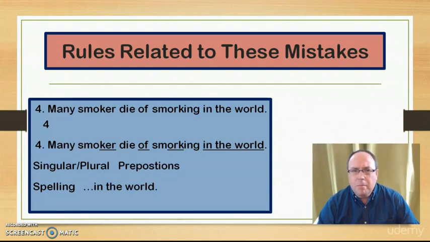But when we're talking about many smokers die from smoking, we don't have to tell you that it's in the world. There's nobody smoking on the moon or on Mars. It's just on Earth. But we don't have to say it. It's understood. So this sentence should be corrected and changed to, many smokers die from smoking. Let's go on to number 5, the last one.